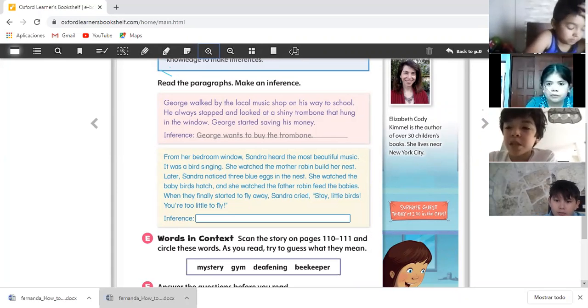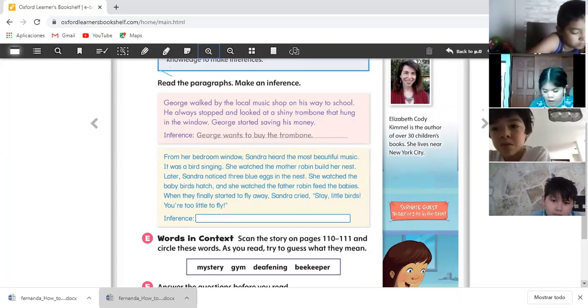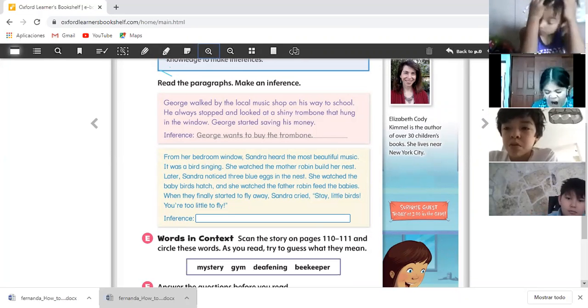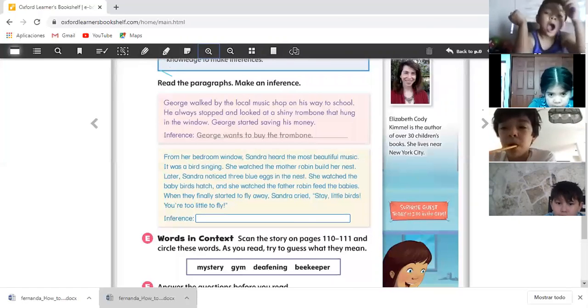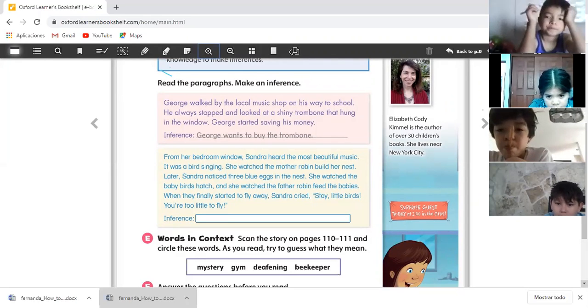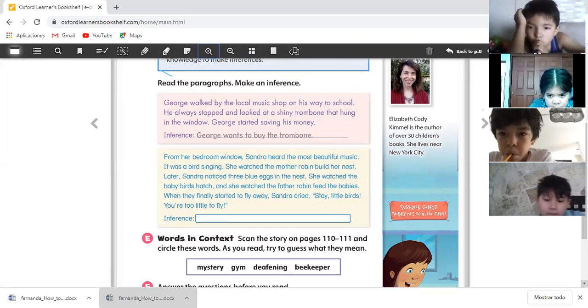Yes. Next. Be ready, okay? It says, from her bedroom window, Sandra heard the most beautiful music. It was a bird singing. She watched the mother robin build her nest. Later, Sandra noticed three blue eggs in the nest. Imagine blue eggs. Okay. She watched the baby birds hatch, and she watched the father robin feed the babies. When they finally started to fly away, Sandra cried, "Stay, little birds. You're too little to fly."